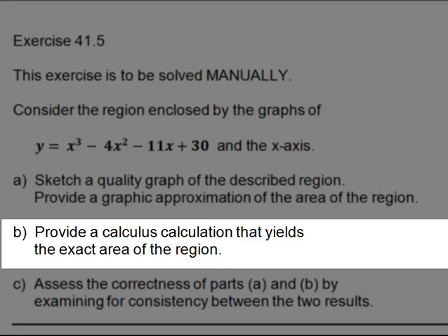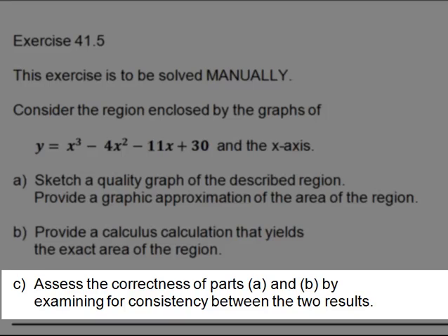Part B. Provide a calculus calculation that yields the exact area of the region. Part C. Assess the correctness of parts A and B by examining for consistency between the two results.